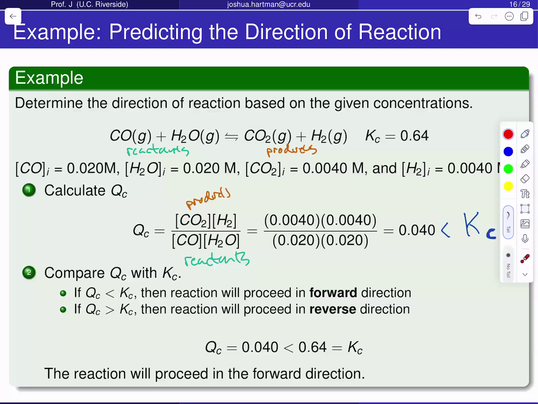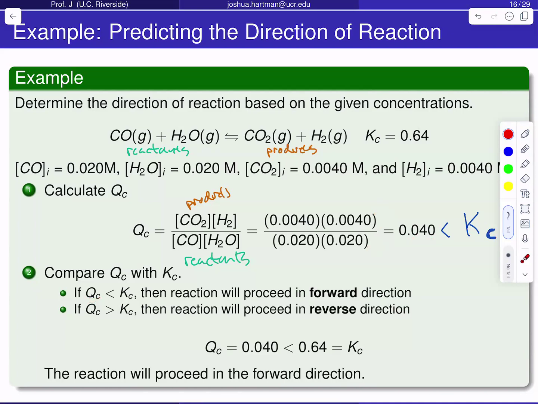So specifically here, if you are comparing QC with KC and you find that QC is less than KC, then it turns out the reaction is going to proceed in the forward direction. Why? Well, if QC is smaller, which is the case that we have right here, then once the reaction reaches equilibrium, the Q value needs to increase, which means the products need to gain larger values, increase in concentration. The reactants are going to decrease in concentration.